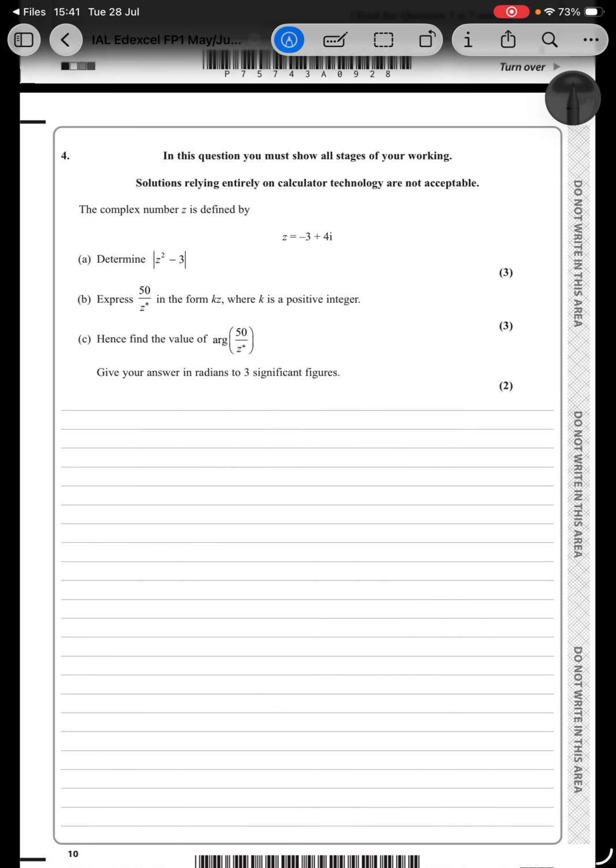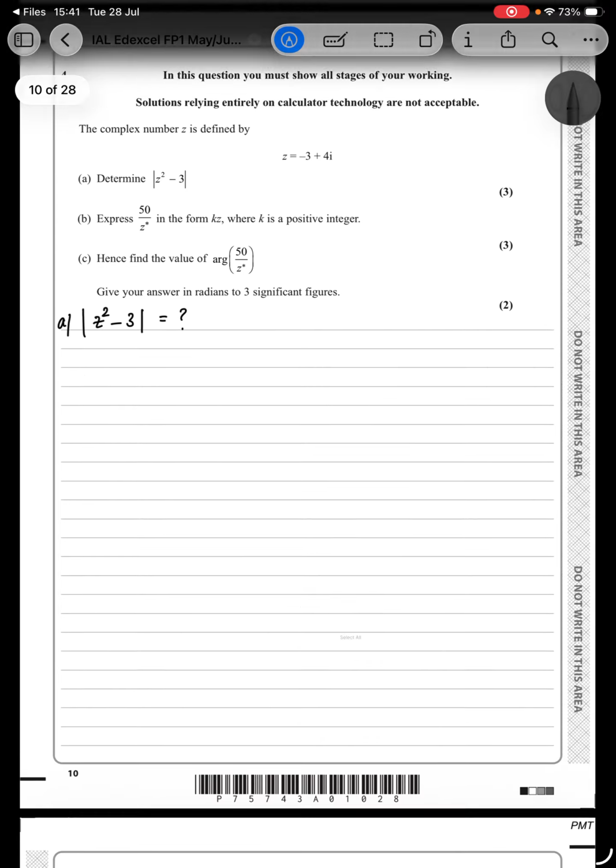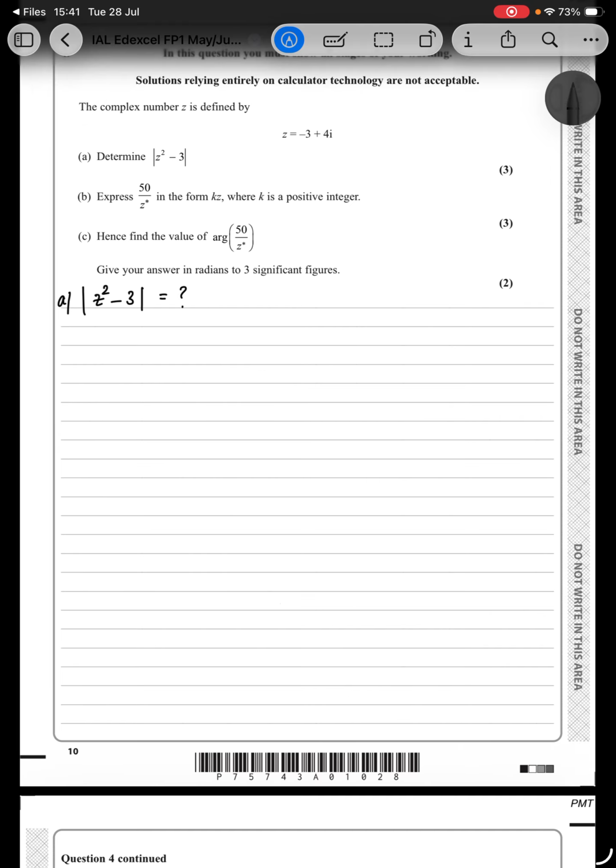I'll be answering question number 4 of the 2024 May June FP1 paper. So the question says the complex number z is defined by minus 3 plus 4i. Part A, determine the modulus of z squared minus 3. So let's write that down. z squared minus 3 is what we have to find. So first we can find what z squared is, which is going to be minus 3 plus 4i whole thing squared.